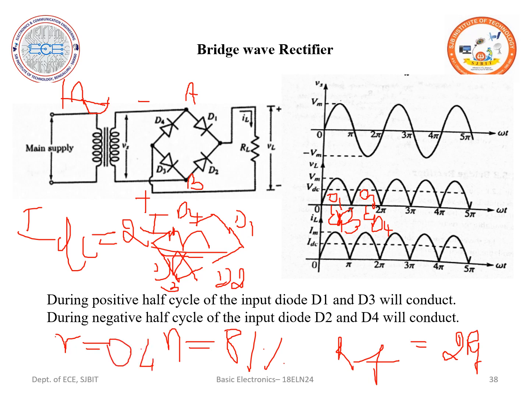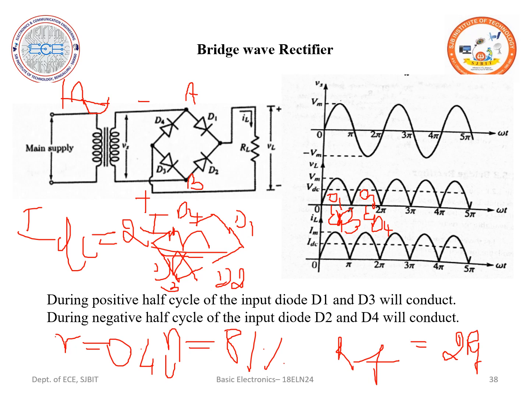So there is no difference whether we use a bridge wave rectifier or a center tap rectifier. Because of the drawback of the center tap rectifier, we move to the bridge wave rectifier. That is, the drawback was the diodes used must have a high peak inverse voltage, right?